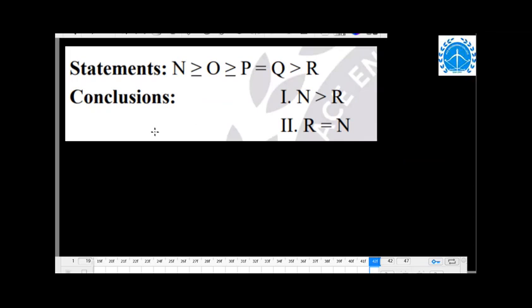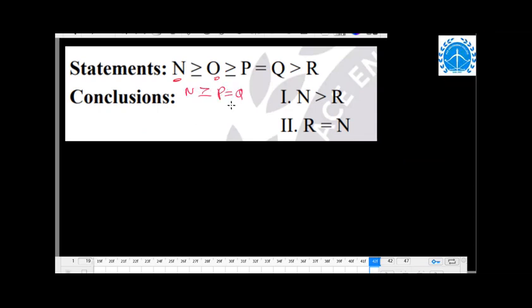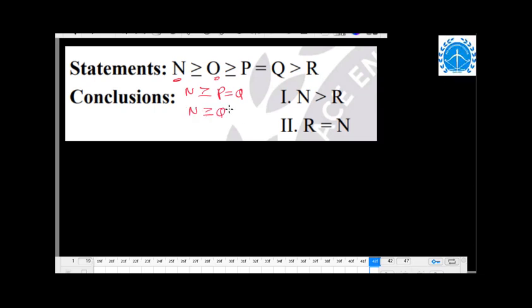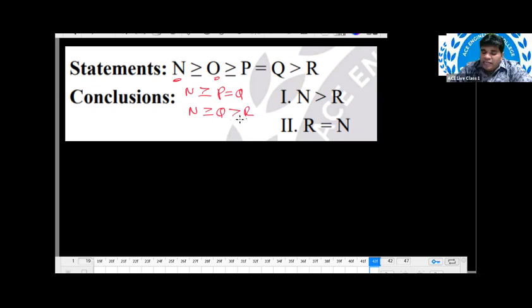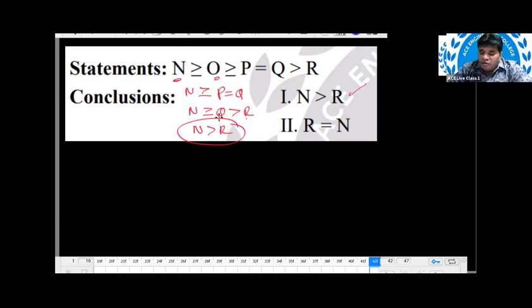Only option A is the right answer, because look here: n is greater than or equal to P, so n is compulsorily greater than or equal to P. P is equal to Q means n is greater than or equal to Q. Q is greater than R, and there is no equality between Q and R, so n is compulsorily greater than R. So option A is right. But n equal to R is wrong, because Q is greater than R. So n is greater than R is the right answer.